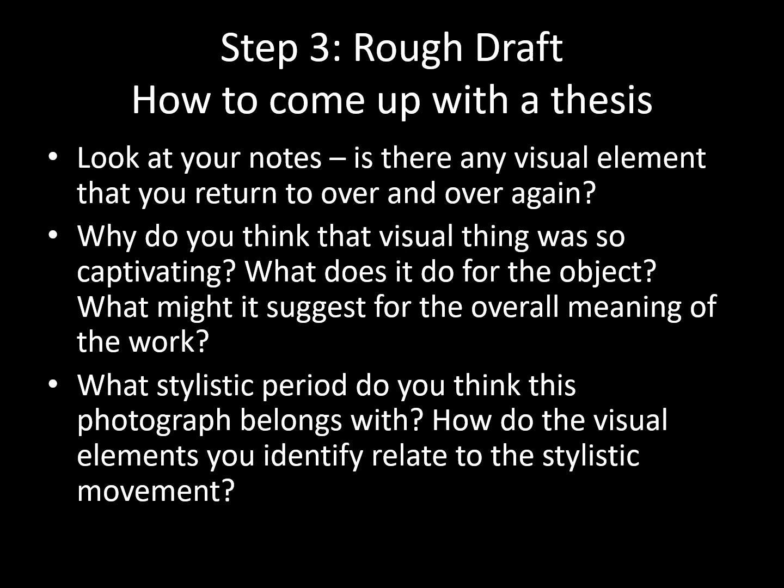So now we're in the writing stage. The first thing you have to do is come up with a thesis. The way that you're going to do this is by looking at your notes and considering the visual elements that you return to repeatedly over the course of analyzing the object. Now think about why those visual things were so meaningful for you. Why did they captivate you? What does it do for the photograph? What might it suggest for its overall meaning?